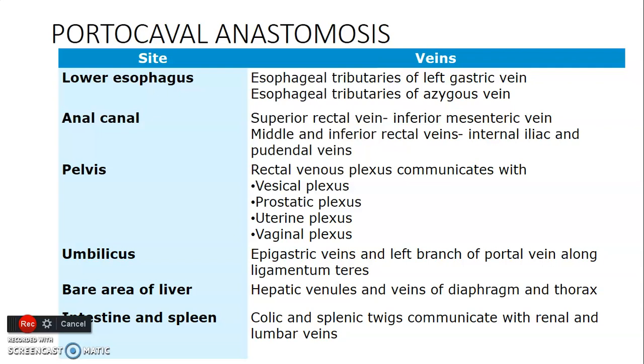At the umbilicus, we have epigastric veins and that communicate with the portal vein through ligamentum teres. At the bare area of liver, we have hepatic venules and the veins of the diaphragm and thorax. Then at the intestines and the spleen, we also have the communication between colic veins, splenic veins that drain to the portal vein, and renal and lumbar veins into the vena cava.